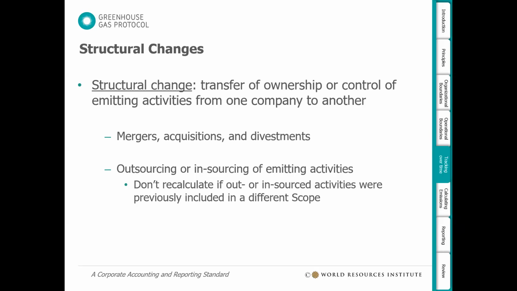And the one exception to be mindful of here relates to outsourcing or insourcing. If the outsourced or insourced activities were previously included in a different scope within an inventory, then there's no need to recalculate the inventory. Okay, so to take an example, if an activity were previously reported in scope 3 but was subsequently insourced and moved to scopes 1 or 2, then there'd be no need to recalculate the base year inventory because the emissions were already reported by the company.